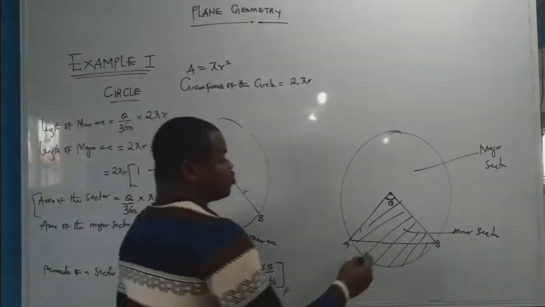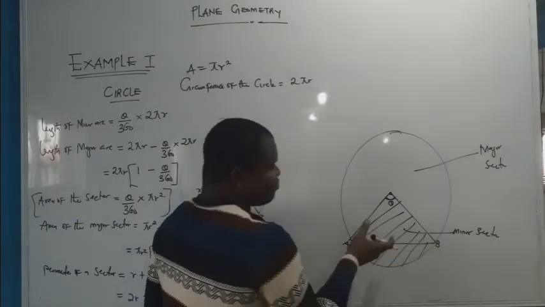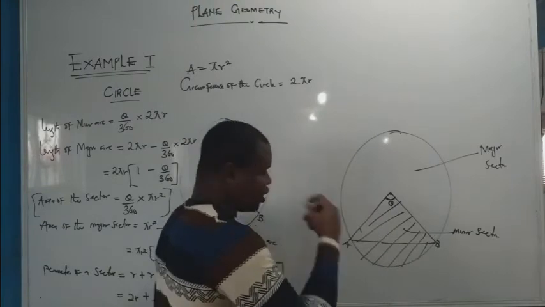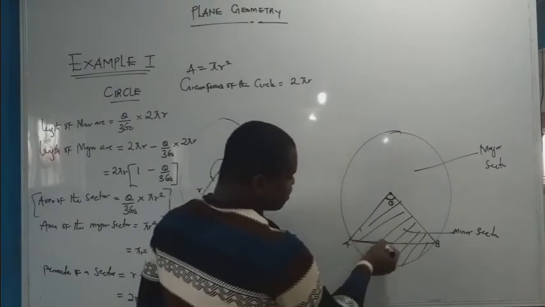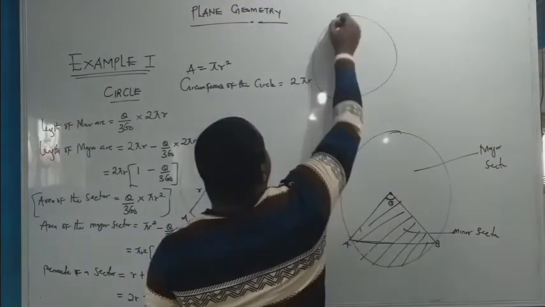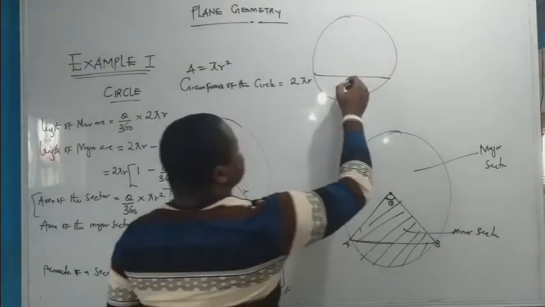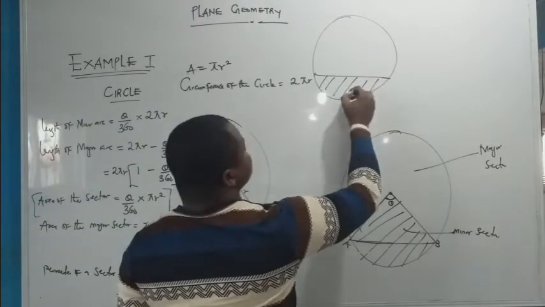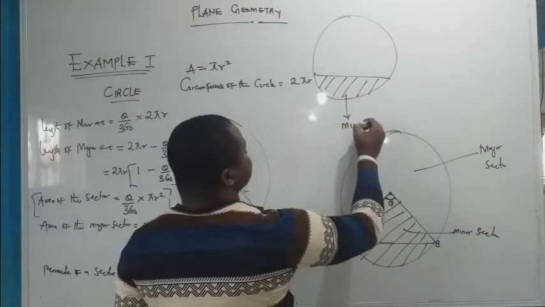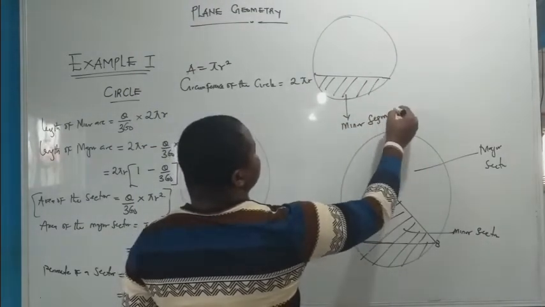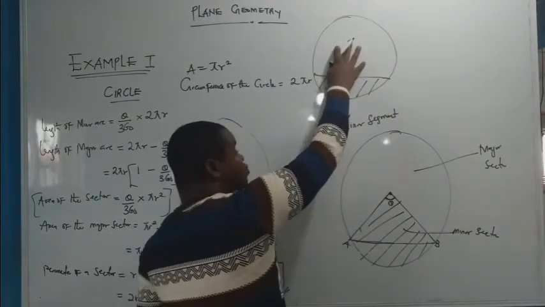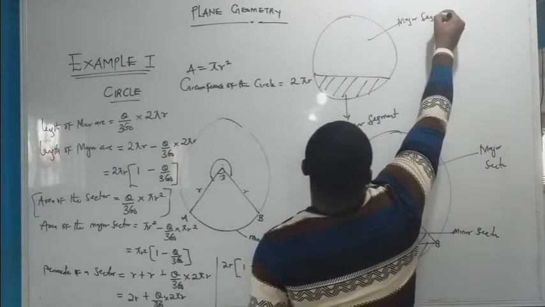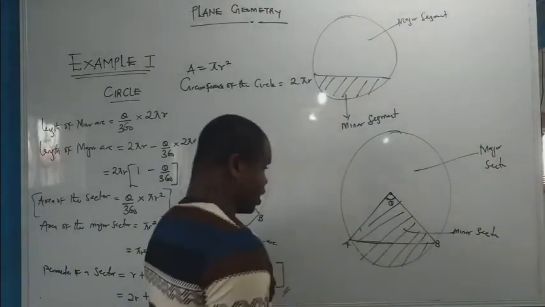Now remember, I told you that we have a segment in a sector. So this is a segment. If we have something like this, we have a chord. So this whole part here, let me shade it. The shaded part is called the minor segment. Then the unshaded part is called what? It's called the major segment. Is that clear?